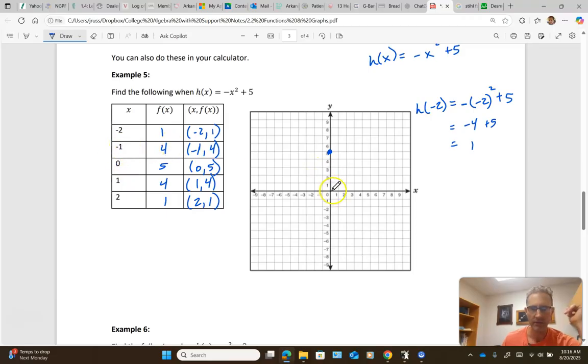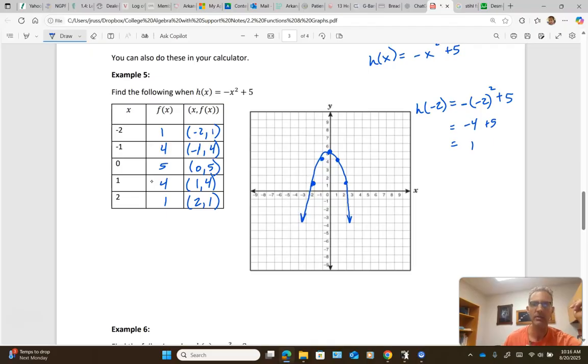Negative 1, 4 to the left 1 and then up 4. So this parabola is actually upside down. Negative 2, 1 is going to be right here. And then on the other side, 1, 4 to the right 1 up 4. And finally 2, 1 is right there. Okay, so now if I connect these, we can see that this parabola is upside down.